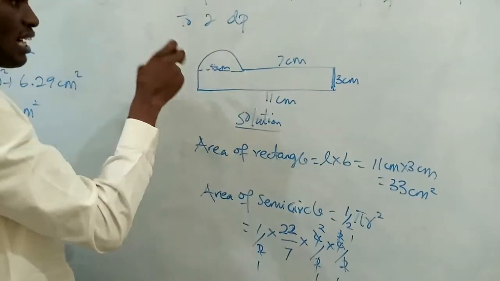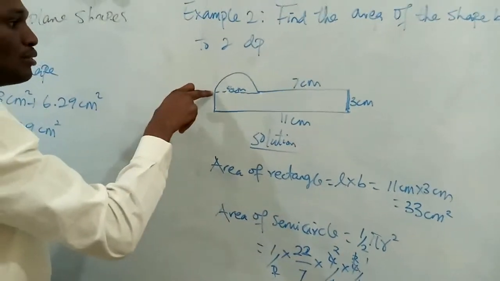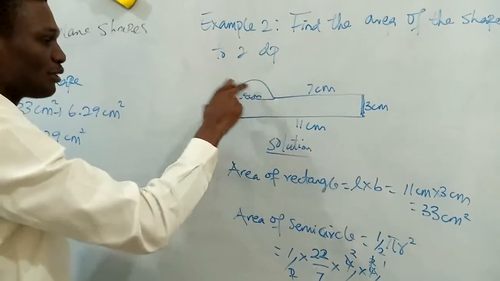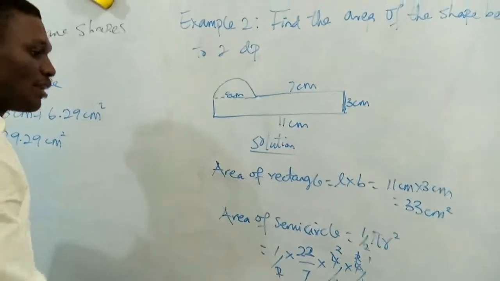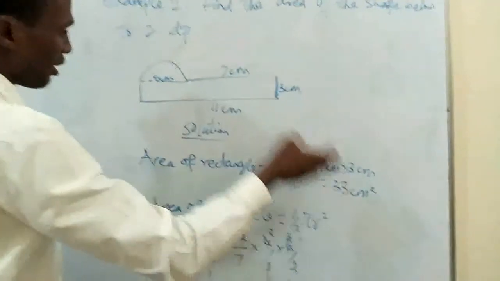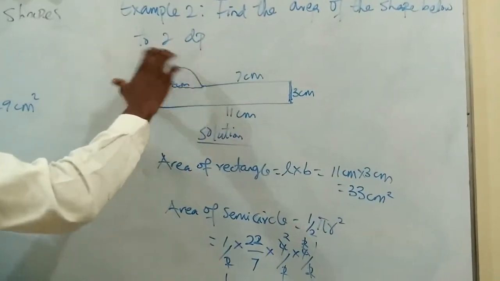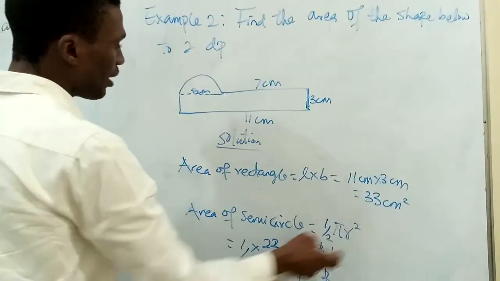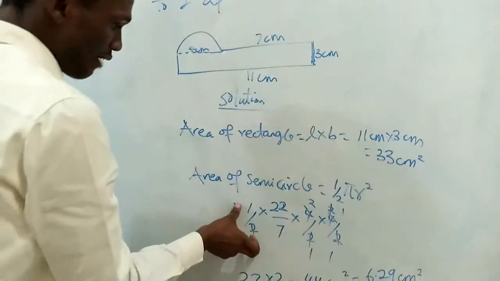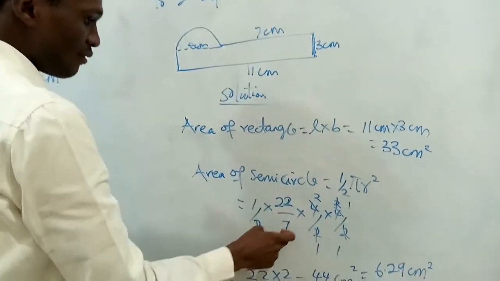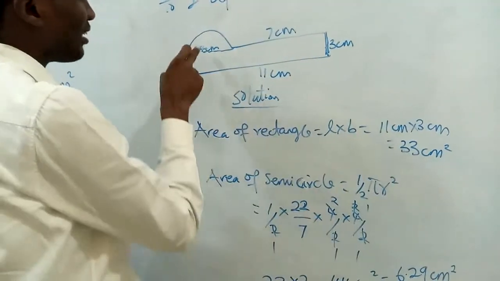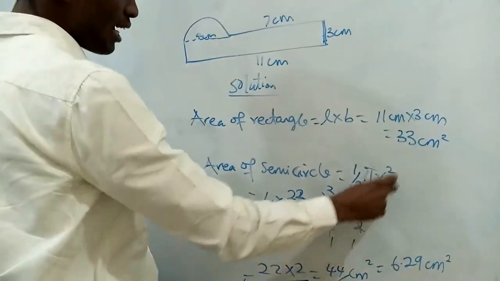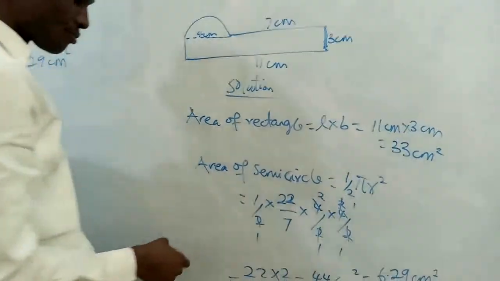And we can see that for our semicircle, from this point to this point gives us the diameter and it's given as 4 cm. The formula for calculating the area of a circle is pi r squared. But we have a semicircle, which is half of a circle. So the formula becomes half pi r squared. Now we have half times pi, 22/7, times 4/2, because our diameter is 4, our radius is 4/2, times 4/2. R squared means r times r.